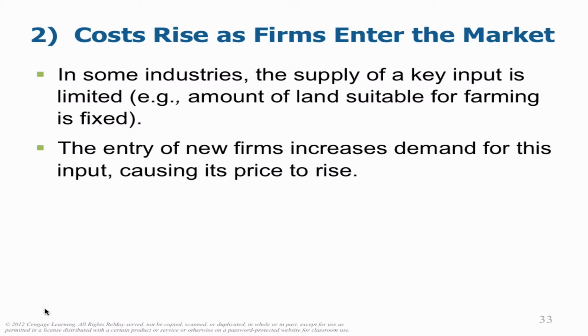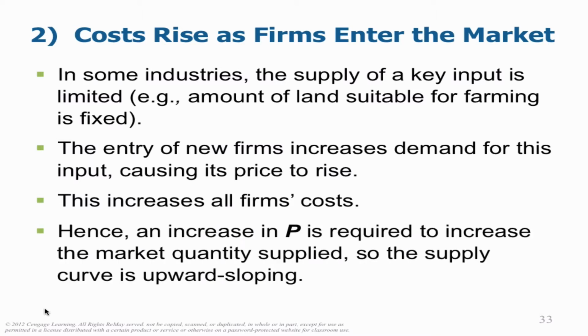Good. All right. So the entry of new firms increases the demand, raising the price. That increases all of the firm's costs. And so we have to increase P to increase the market quantity supplied. So as we get further out on the quantity, the P has to go up, and so the supply curve is upward sloping. Adequately explained?